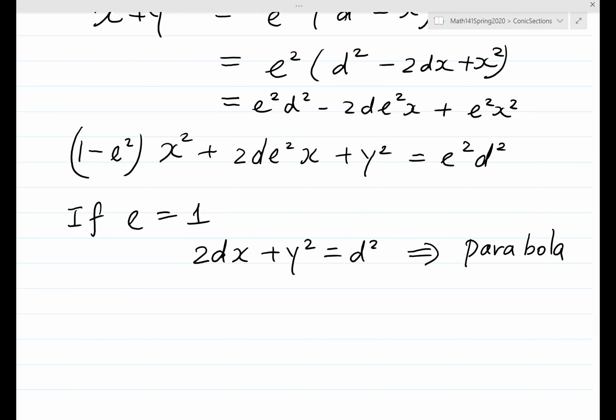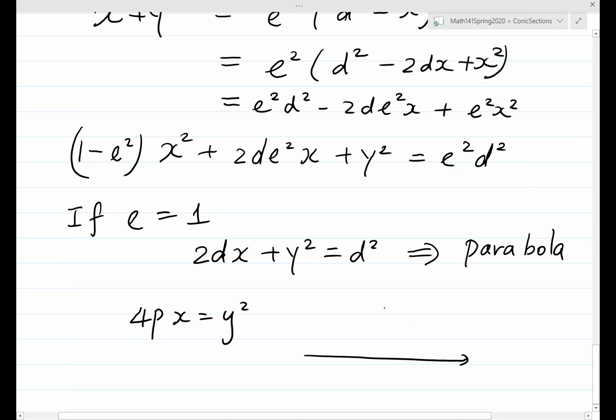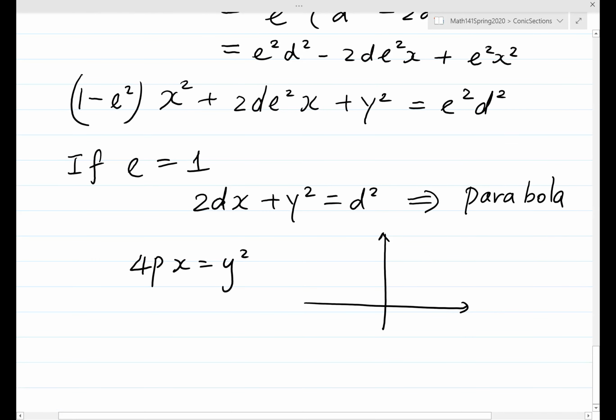It's not centered at the origin O, so we need to do a little translation. Remember, the general form of a parabola is 4p x equals y squared. So x is y squared, it looks like this. p is positive here. So this is p, and this directrix is negative p. Okay, so we get this.